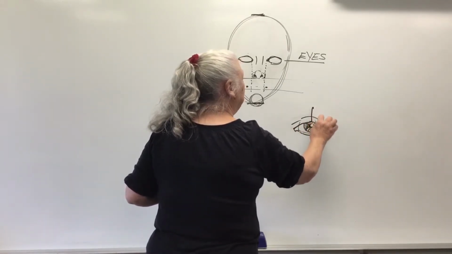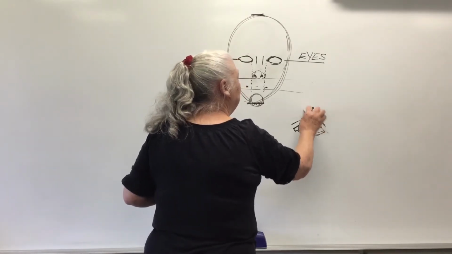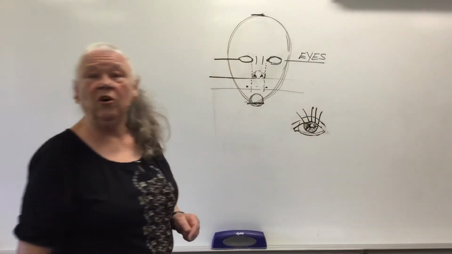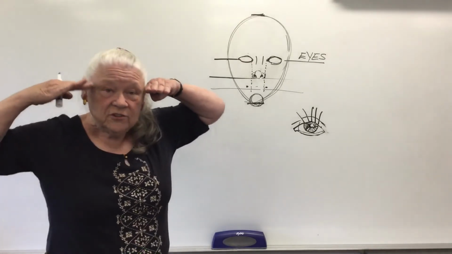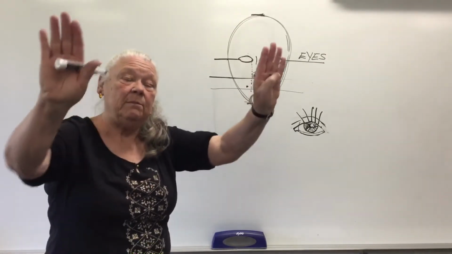Now, another mistake that we make, and it's easy to make, is putting in eyelashes, and we have a tendency to put them like this. Eyelashes don't grow like that. Eyelashes come out and up.